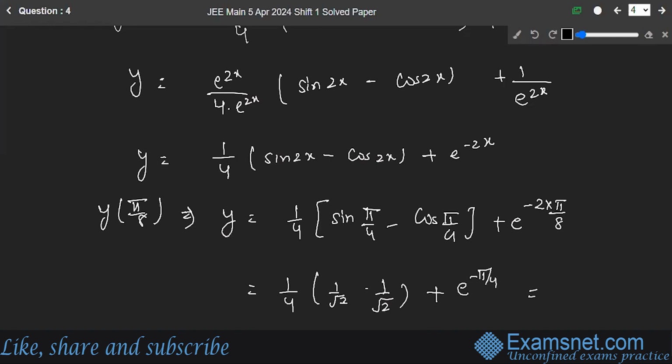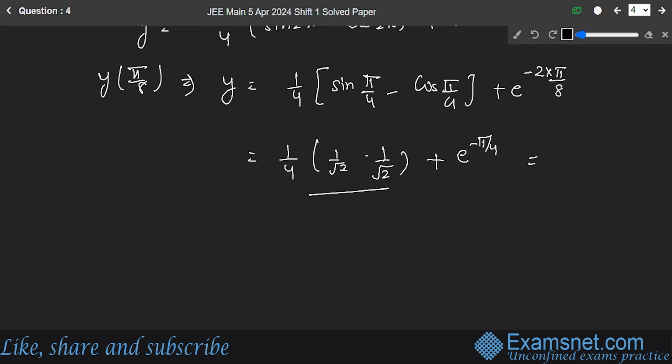So this is equal to, because this will be 0, y will be equal to this, e^(-π/4). So this is the answer to the question. Let's check with the options now.